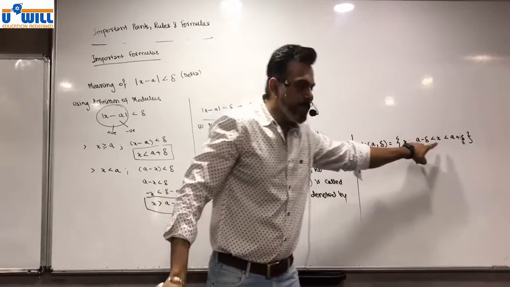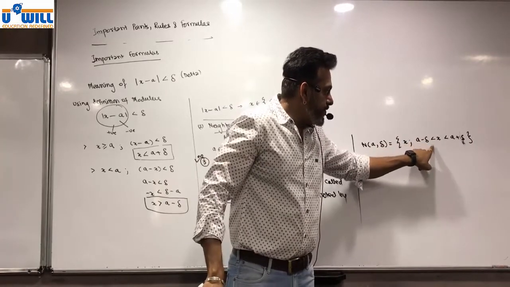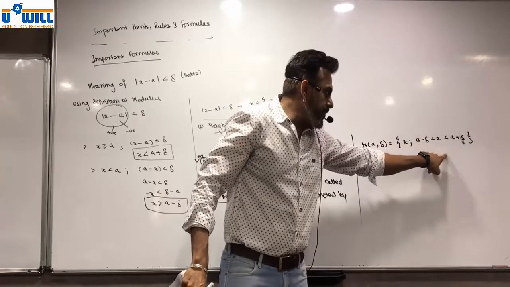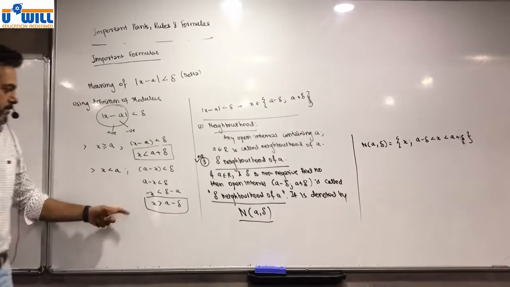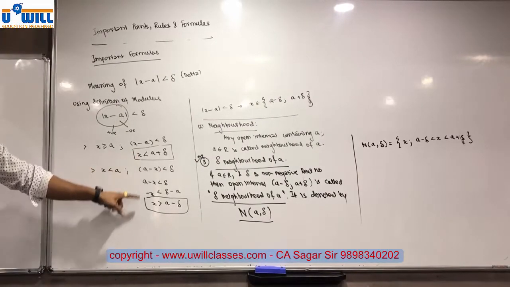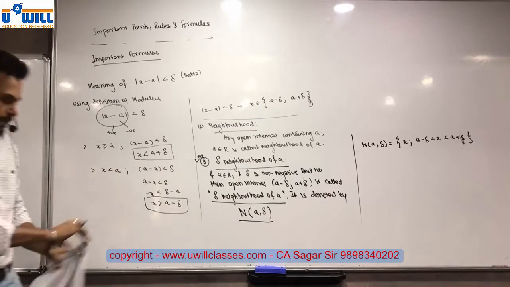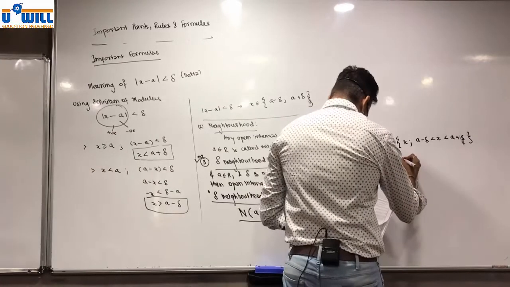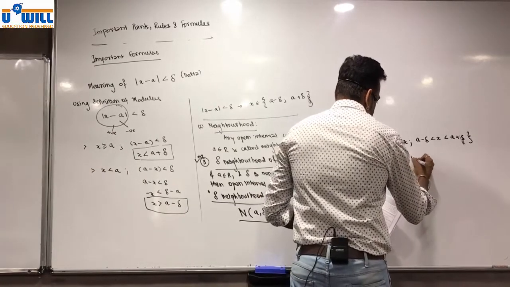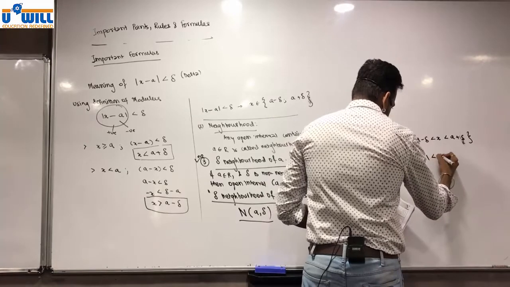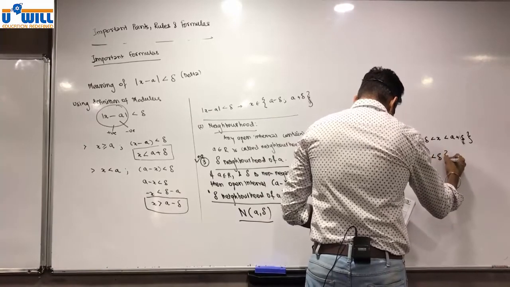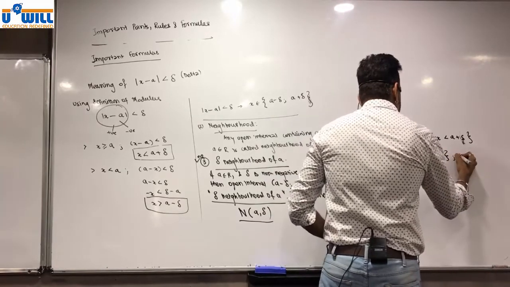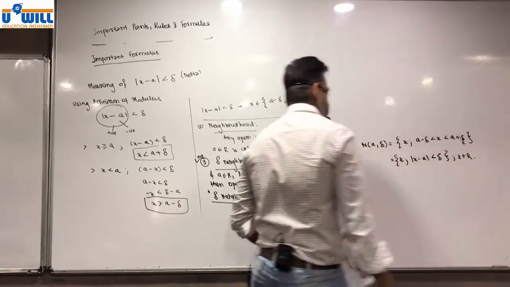This x is between A minus delta and A plus delta. We have seen this in the definition. Understood this? Okay, so from this we can say that modulus x minus A is less than delta, where x belongs to R.